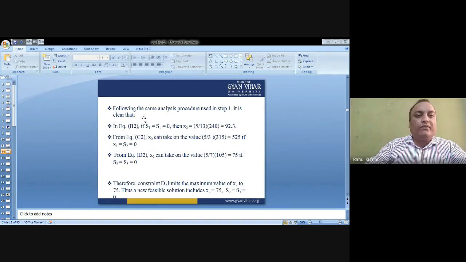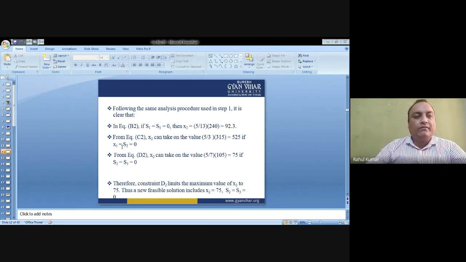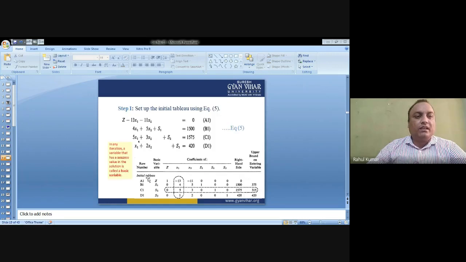This is equation number 7. Following the same analysis procedure used in step 1, it is clear that in equation B2, if S1 and x1 equal 0, then x2 equals this. And from equation C2, if x1 and x2 equal 0, then this is this value and this value. Follow these steps and come to this. Then Z equals minus 13x1, and this is the general value.